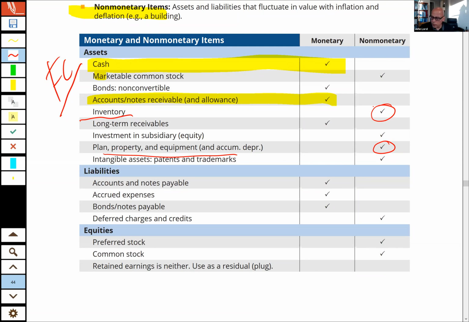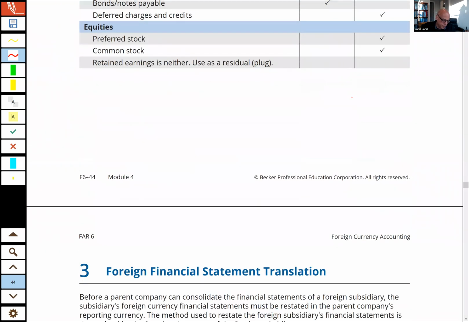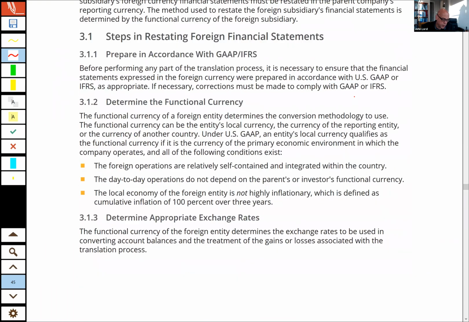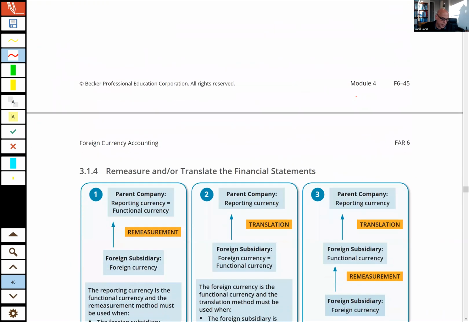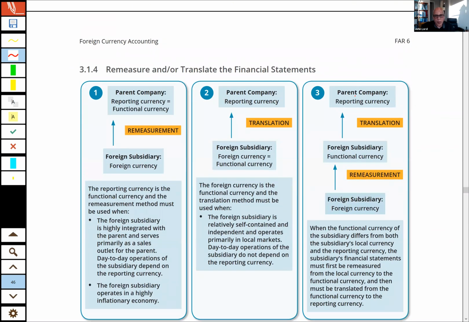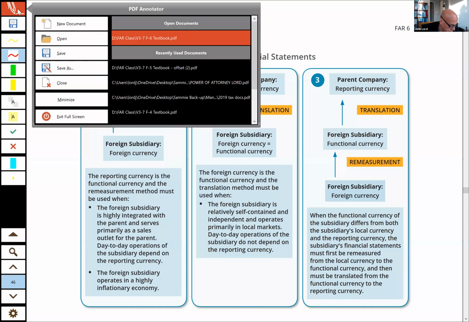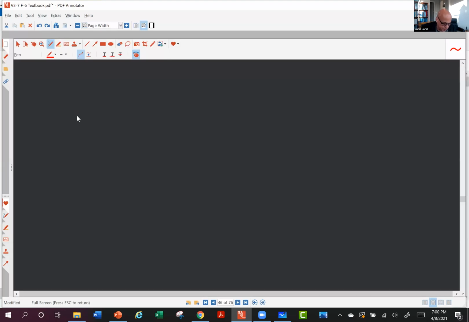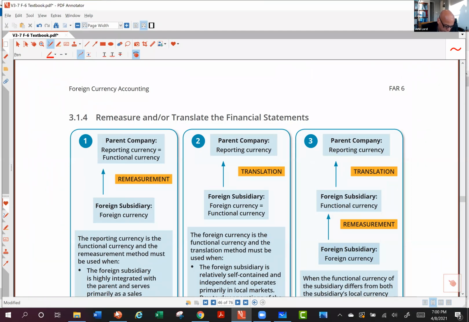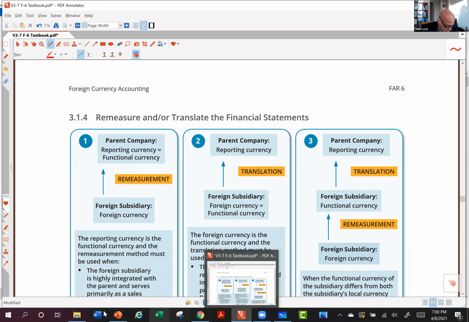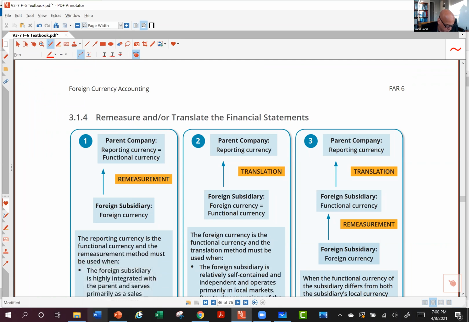Okay, so we're going to come over and look at these three scenarios and see what we're supposed to do. But these scenarios are written very generically, and sometimes it's hard to fully understand what's going on when you have this generically written discussion.